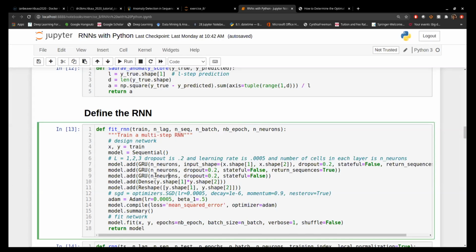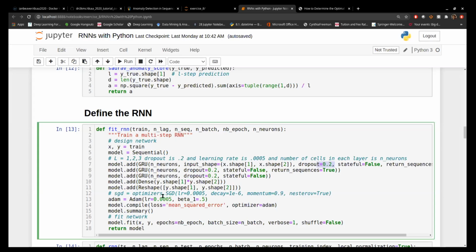You can set how many neurons you want in each layer using N neurons, and we can also set our dropout probability for each layer here. Dropout means we're going to ignore some units of computation during training with probability P. In this case, P is 0.2. We have dropout to prevent overfitting to our data. We end with a dense layer, and a dense layer is simply a classic fully connected neural network layer. Basically, every input node is connected to every output node.